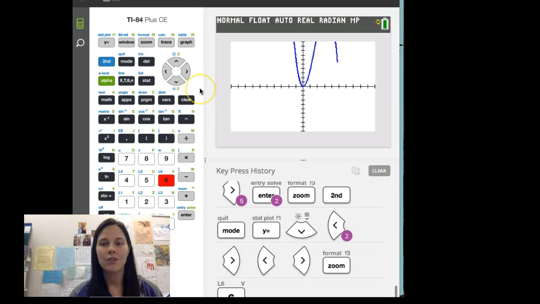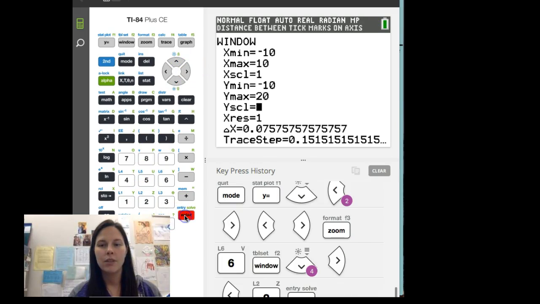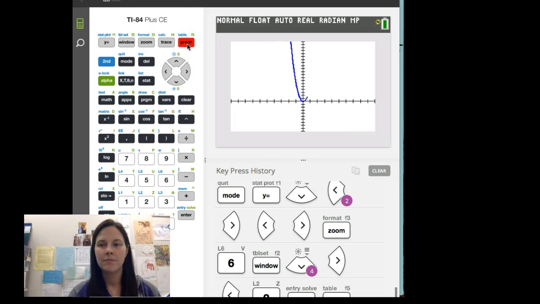Typically, we should see our graph fall into this window. It looks to me like we have a turning point that we can't quite see, so I'm going to go ahead and increase my y max because I need to see what's going on higher up. So I'm going to look at what happens if y max is 20. And now my graph fits in the window. So we see the turning point at (0, 0). We see the graph cut through at (5, 0).